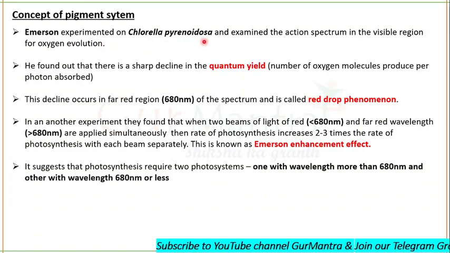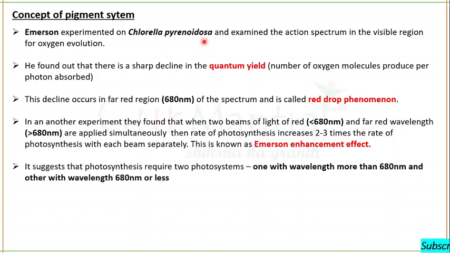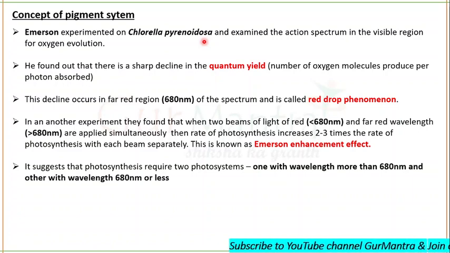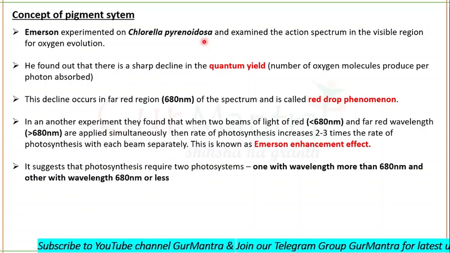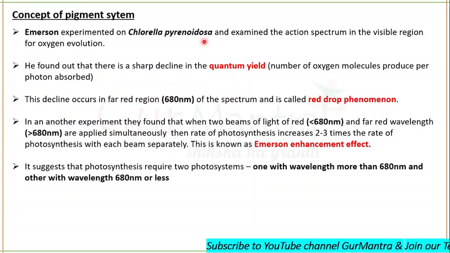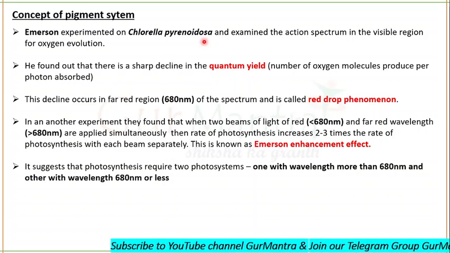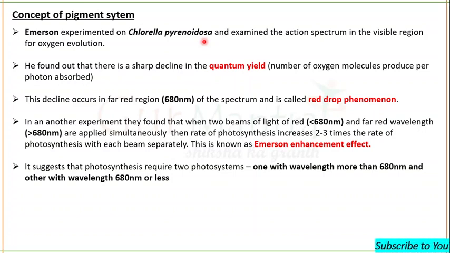Okay, Emerson experimented on Chlorella pyrenoidosa. Now tell me, if Emerson experimented on Chlorella pyrenoidosa, then who experimented on Spirogyra, and what did we get to know after the experiment on Spirogyra? Okay, recall all the things and answer. If you don't want to answer me, that's fine, you can answer to yourself, and that's how you will be able to memorize the things.